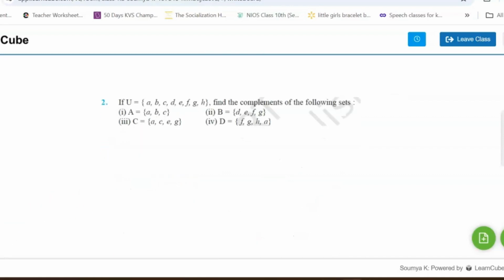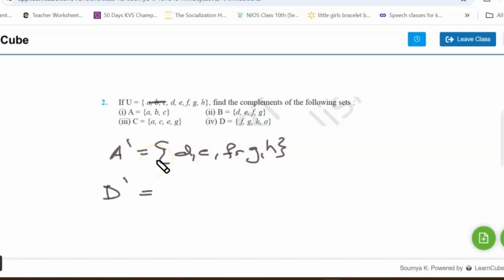In this question you have a universal set with some elements and you have to find the complement of the given sets. You have A, B, C in the first set. If you see this universal set, remove these A, B, C, or just don't include them. The remaining elements which are available will be the answer for A complement. A complement will give you, instead of these three, D, E, F, G and H. This is A complement. Let's find out what is D complement, the fourth question. So F, G, H and A.